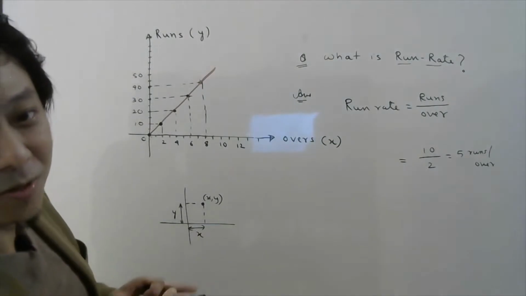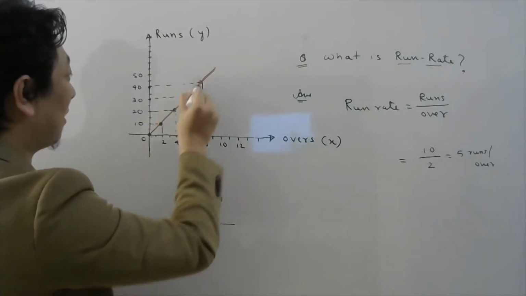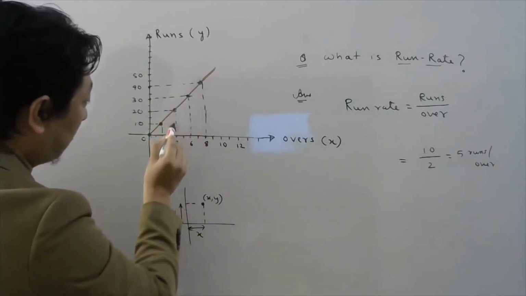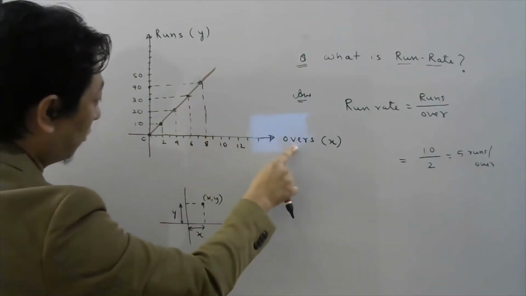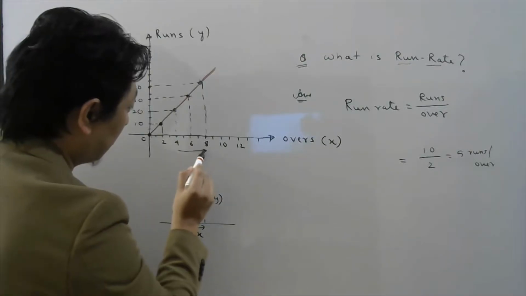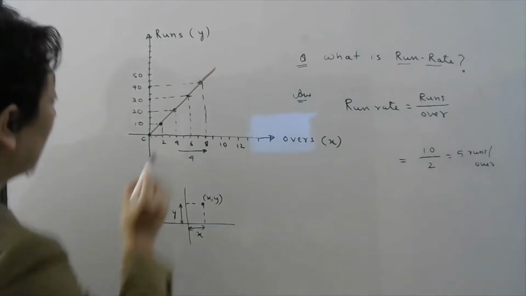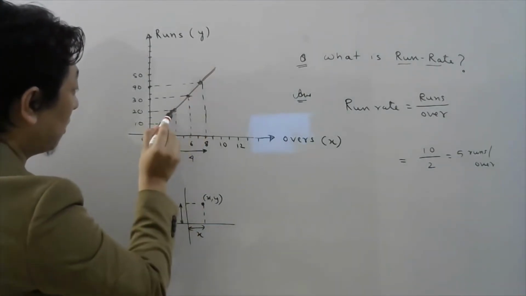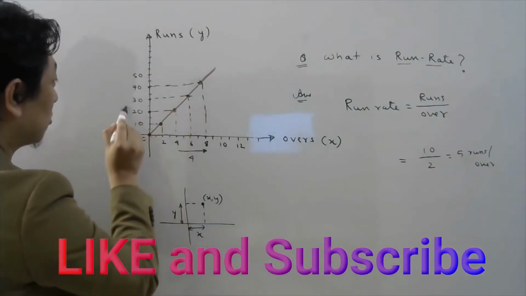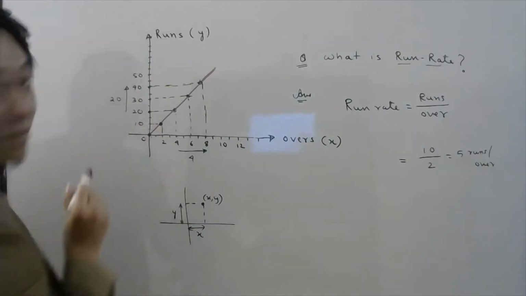Now what if we choose not these 2 points but some other points? What if I choose this point and this point? Let's see. From here to here, if you observe carefully, the number of overs has increased from 4 to 8. Therefore, how many overs are bowled from 4 to 8? Obviously 4 overs are bowled, right? And from here to here, how many runs are scored? From 20, it goes up to 40. So how many runs are scored? 40 minus 20, which would be 20 runs, isn't it?